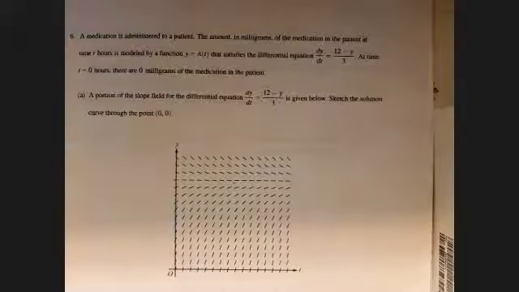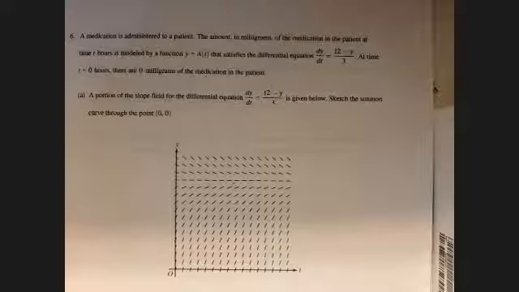Number 6, a medication is administered to a patient. The amount in milligrams of the medication in the patient at time t hours is modeled by a function y equals A of t that satisfies the differential equation there. At time t equals 0 hours, there are 0 milligrams of the medication in the patient. A portion of the slope field for the differential equation is given below. Sketch the solution curve through the point (0, 0).